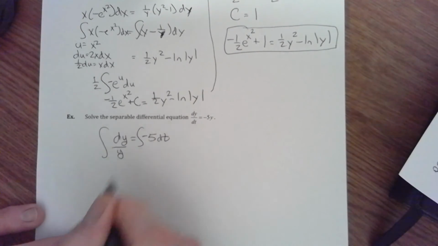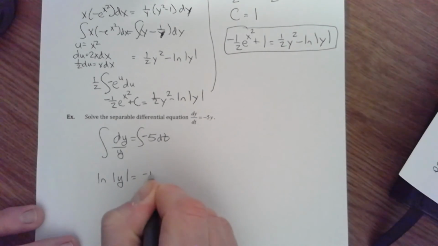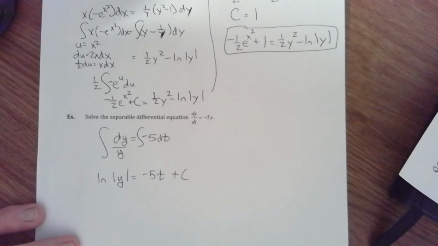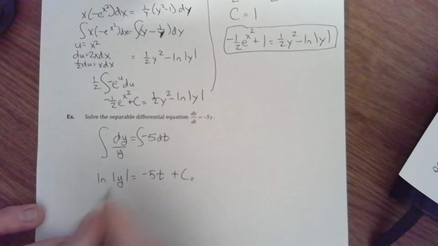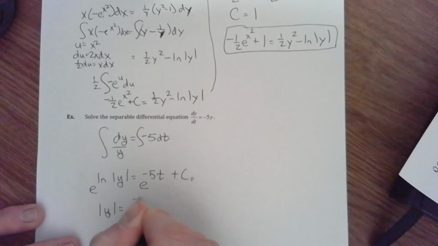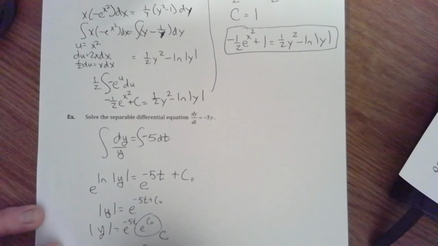We get a logistic equation here like we have had several times the last several days. So ln of absolute value of y is equal to negative 5t plus c, and I'm going to call it c sub 0. Now we're going to exponentiate both sides, or rewrite it from logarithmic form. So absolute value of y is equal to e to the negative 5t plus c sub 0. Break it apart: e to the negative 5t times e to the c sub 0. This quantity becomes c, so y is equal to plus or minus c e to the negative 5t.